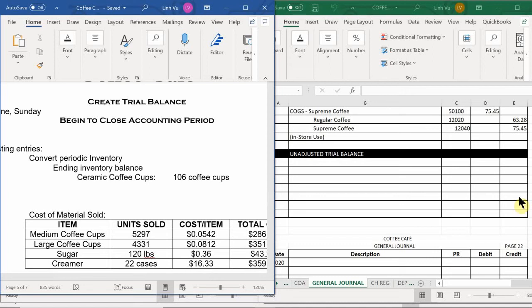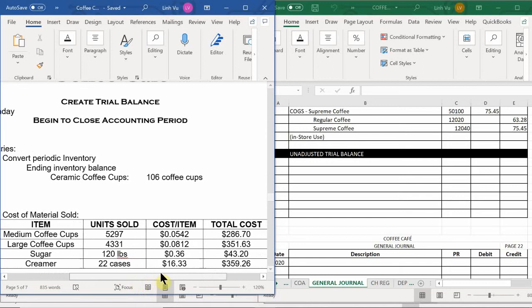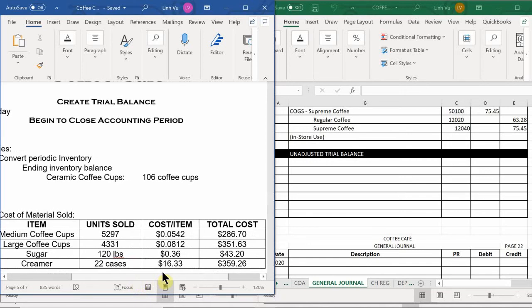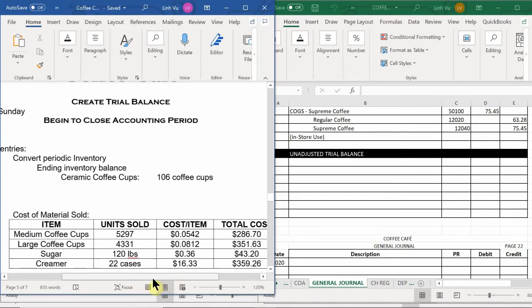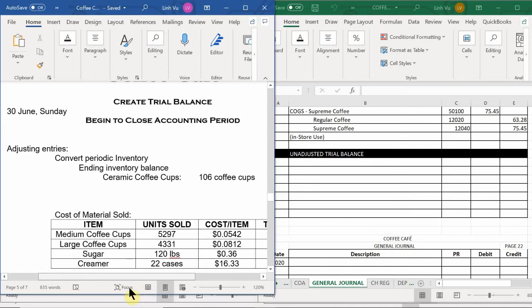So in this case, let's take a look at this transaction here. On June 30th, we're going to begin closing our accounting period and doing our adjustments. So this is the beginning stages of the last 5 steps of the accounting cycle, right? Okay, so here we're going to begin with doing our adjustments.